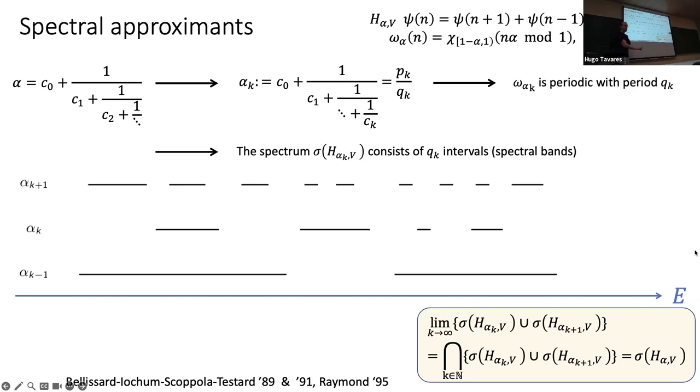But is it true that if you just take the limit of the spectrum of H alpha k without the other one? No, that's not the right limit. You need to take the union. And the unions are of two consecutive ones, but they're all chaining each other, continuing each other. That's why you take the limit, the same as the intersection. But you cannot just take one of them. You need to take two. Maybe the next thing I will show might give some intuition of why two are needed.